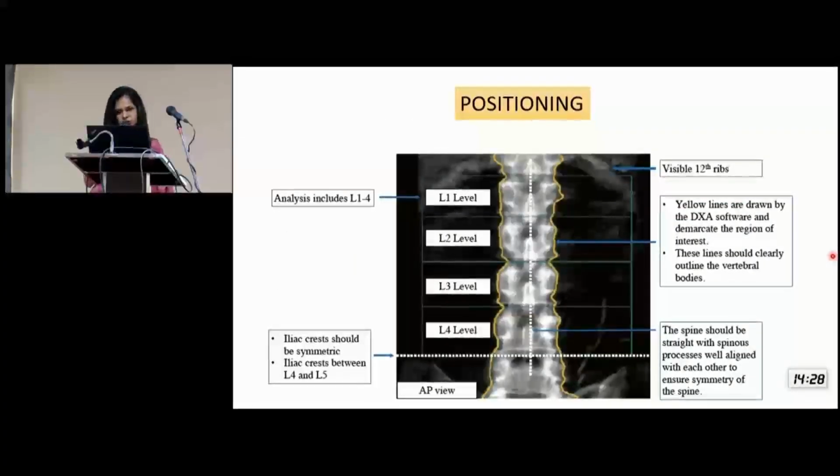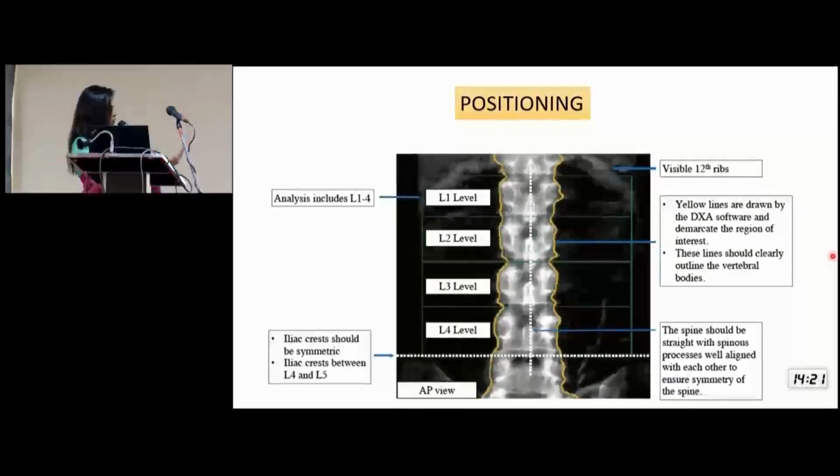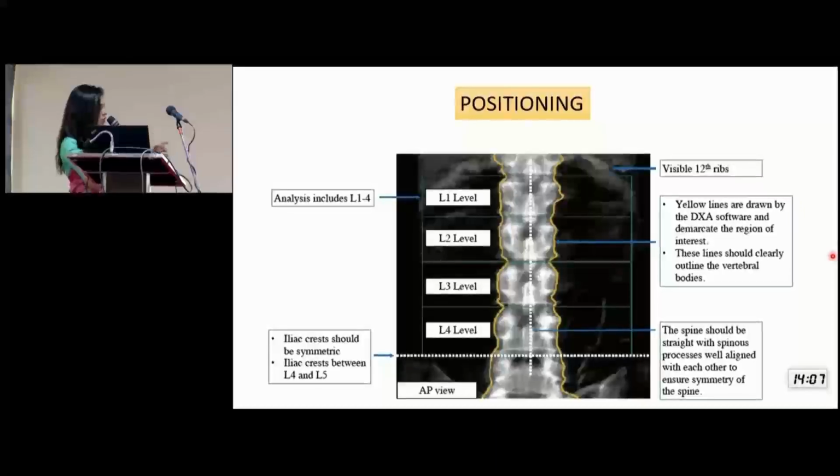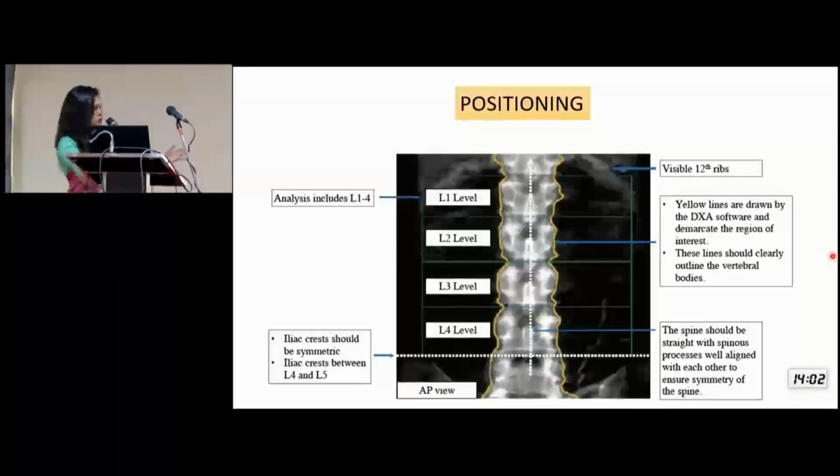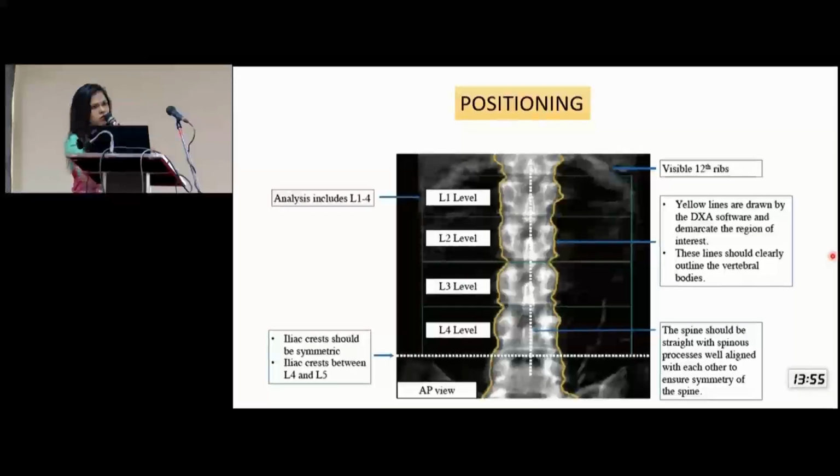Coming to positioning, when you're looking at your bone mineral density report for the lumbar spine, there are 3 or 4 points that you should make sure are correct before going on to interpreting them. The 12th ribs should be visible, as you can see. The yellow lines are drawn by the DEXA software and demarcate the region of interest, and these lines should clearly outline the vertebral bodies. Of course, the spine should be straight and the spinous processes should be well aligned with each other to ensure symmetry of the spine. And the analysis should include L1 to L4.